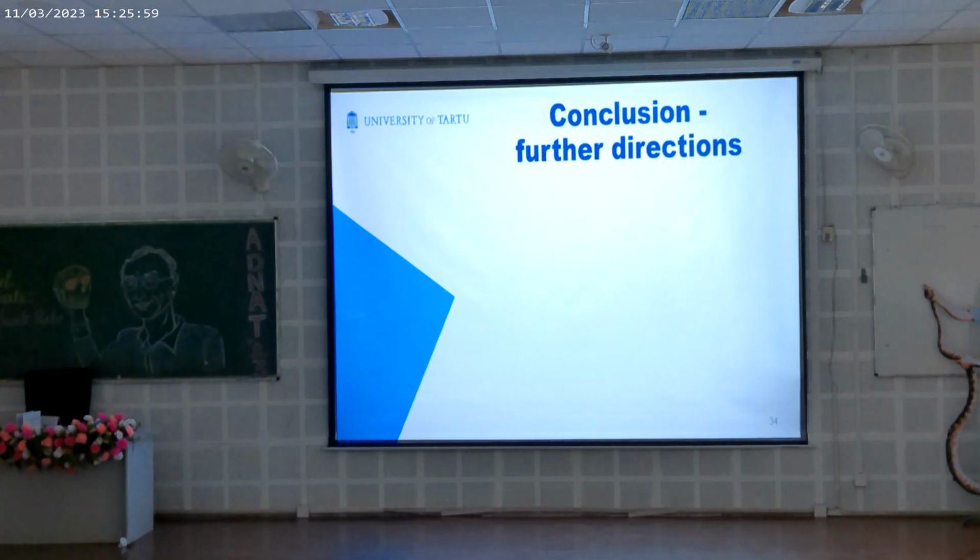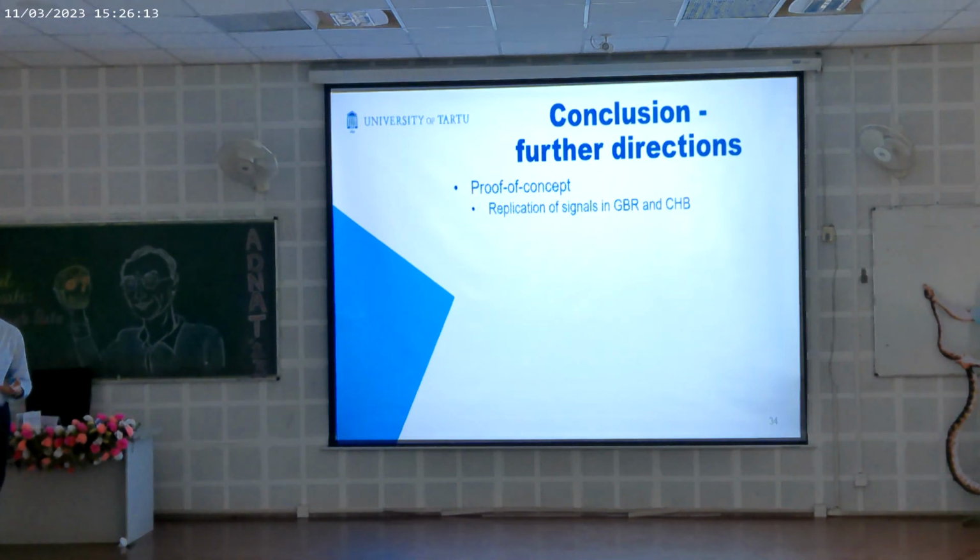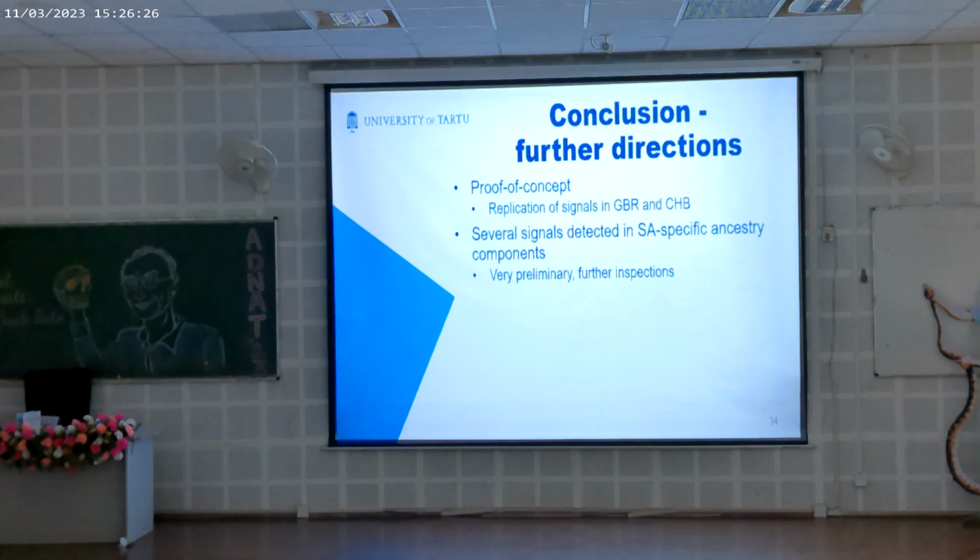So as I said, I tried to keep it very brief. What could be the conclusion and the further direction? As far as the proof of concept, authors, when they present their methods, have some good reason to say that it works. But at least for me, you never know; sometimes it might be different. When I managed to replicate the results that they had in the paper, I was fairly confident about the correlative results. So there are several ancestry component specific signals that are related. But again, very preliminary, needs further inspection.